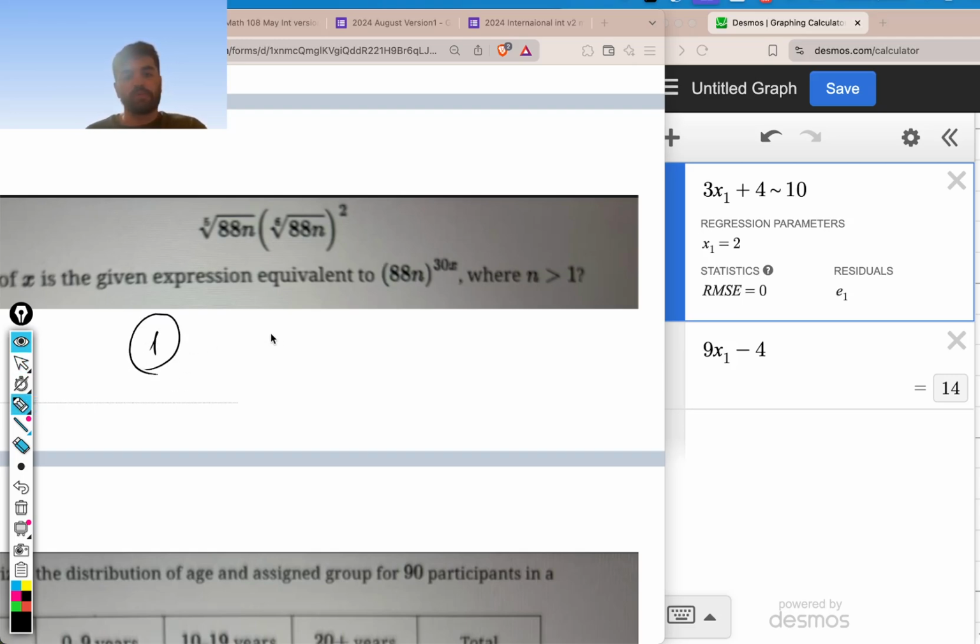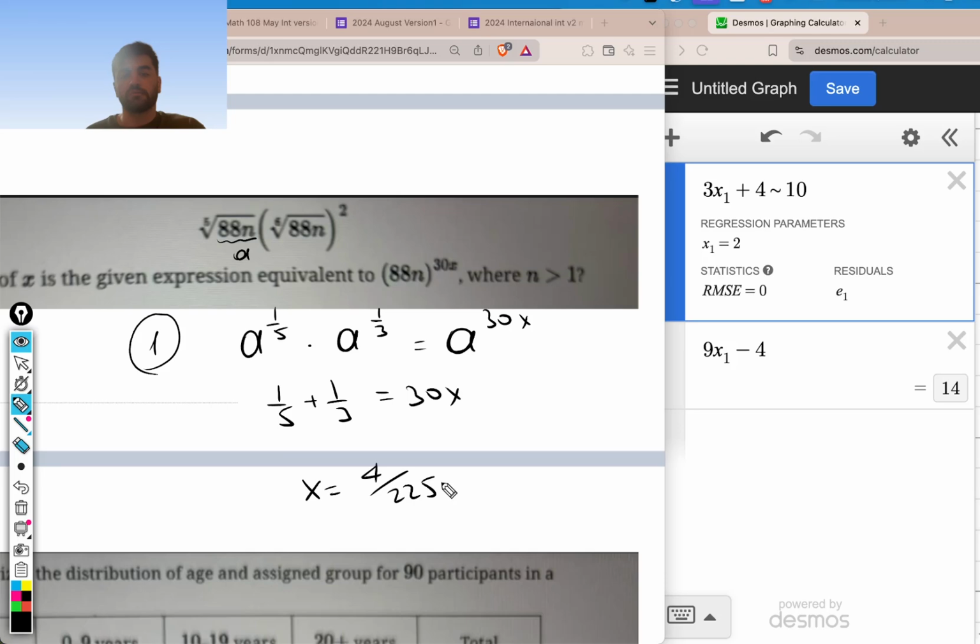First method. Let's say all of them is A, it will be 1 over 5 multiplied by A, 1 over 3 is equal to A to the 30x. 1 over 5 plus 1 over 3 is equal to 30x. And x is equal to 8 over 450, 4 over 225. Which is the first method. I hope you understand.